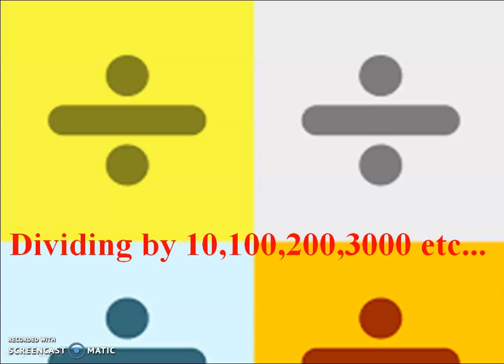Now let's see some of the examples including 10, 100, 200, 3000, etc. And our first example is 20 divided by 10. First of all, we can cancel the equal number of zeros on both sides. Here we can cancel one 0 from 10 and another 0 from 20. So after cancelling, we get 2 divided by 1.